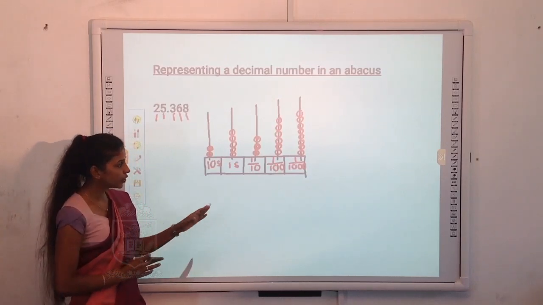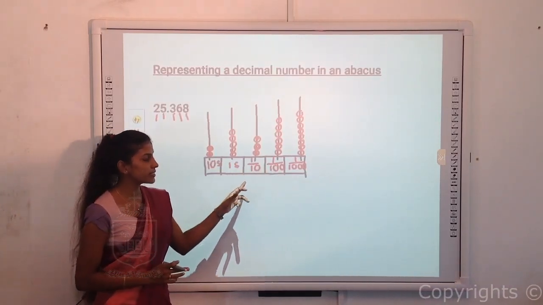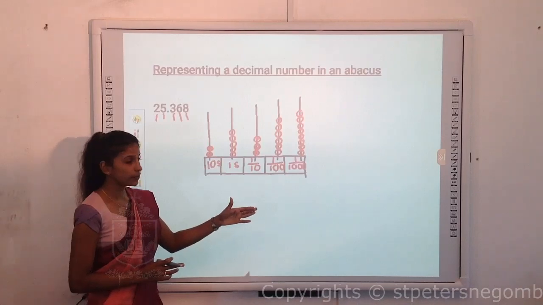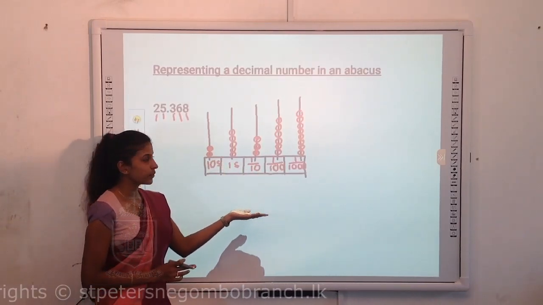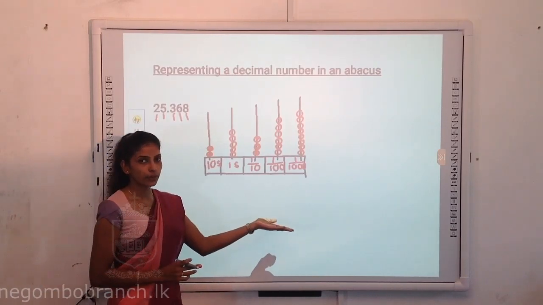So that is the way of representing a decimal on an abacus. What you have to keep in your mind is how to represent the place values after the decimal point. Decimal places should be represented as fractions: 1 over 10, 1 over 100 and 1 over 1000.